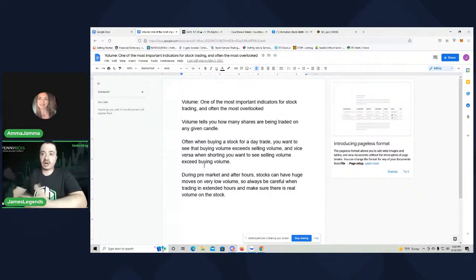Also, this is something I wanted to mention, especially for a lot of newer traders out there who might not realize this: during the pre-market and the after hours, stocks can have huge moves on very low volume. What does this mean? This is like when you're watching a stock after hours, especially penny stocks or the ones that aren't blue chips, and Snapchat, all those types of companies that have volume every day, right?